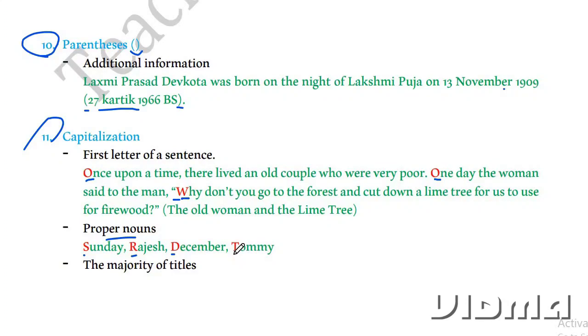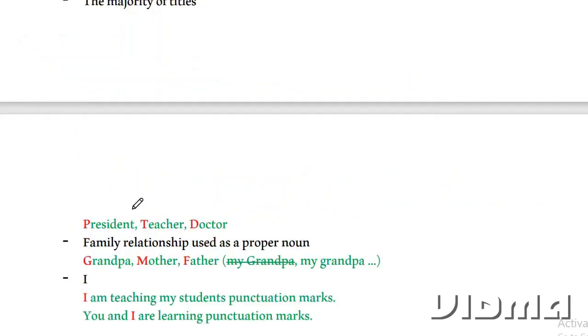Dharan, capital D. Next, we use capitalization with the majority of titles as well, such as President, capital P. Teacher, capital T. Doctor, capital D. We use capital letters with family relationship used as proper noun. So when family relationship is used as a proper noun, then we use capital letters. For example, grandpa, mother, father.